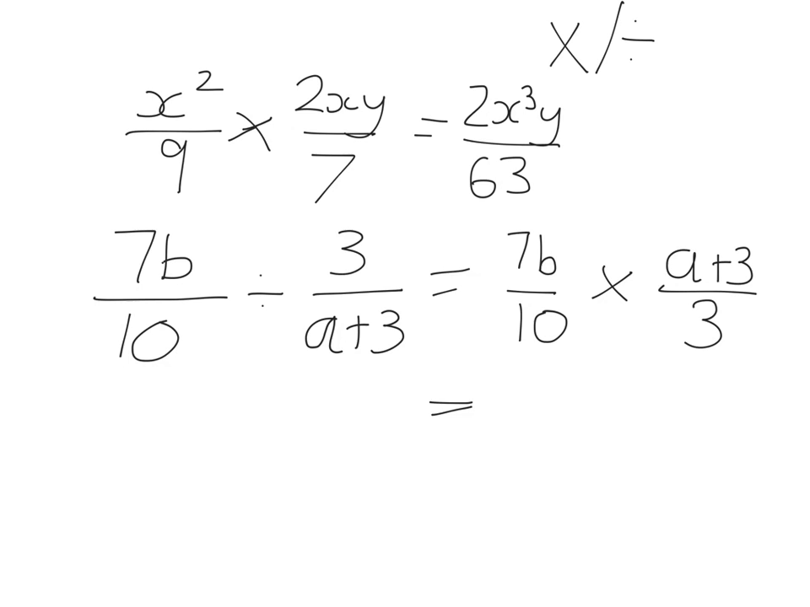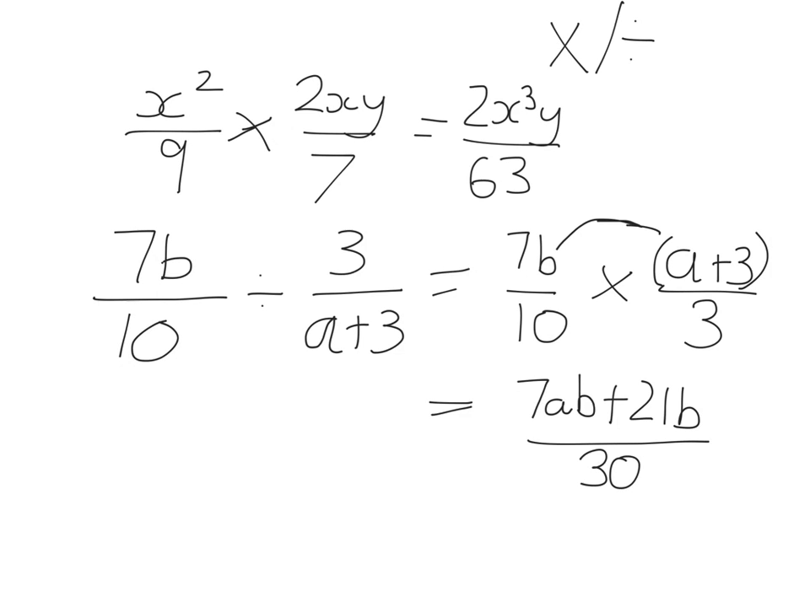So when I am multiplying with fractions, you have to treat expressions, where we've got more than one term, as if they were in brackets. So I have to times 7b by the whole thing there. So the top would become 7b times a plus 7b times 3, over, so 10 times 3 is 30.